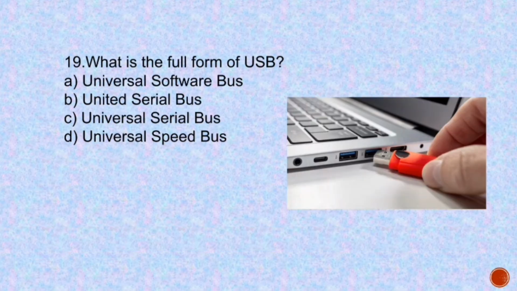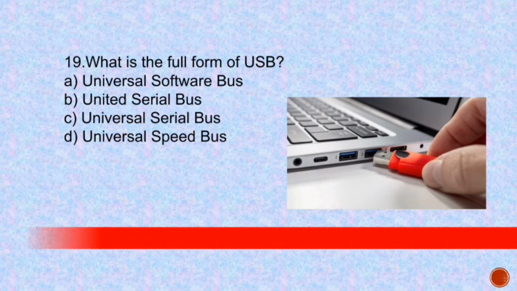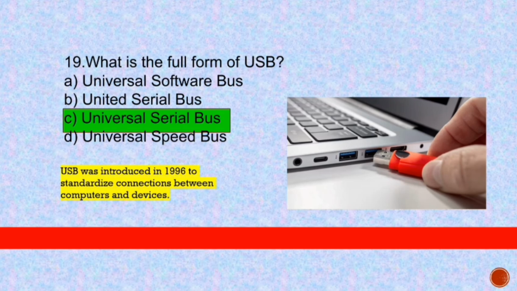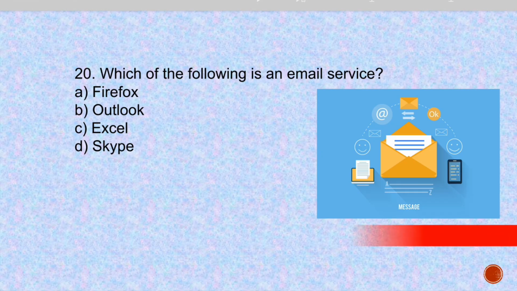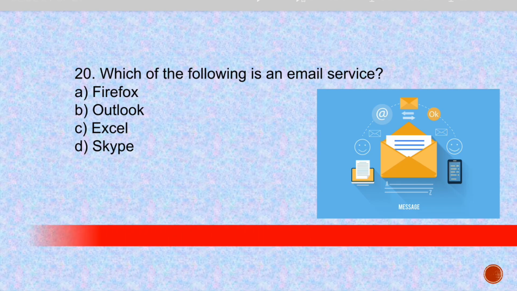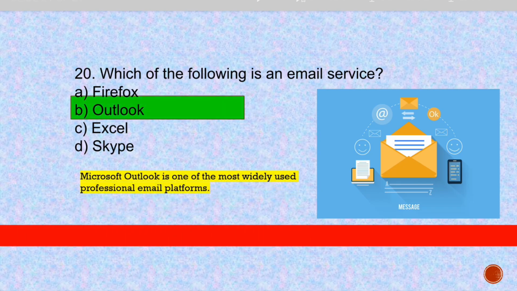Question number 19. What is the full form of USB? We all use USB, but what does it stand for? So the correct answer is Universal Serial Bus. USB was introduced in 1996 to standardize connections between computers and devices. Here is the last question of this video. Which of the following is an email service? So the correct answer is Outlook. Microsoft Outlook is one of the most widely used professional email platforms.